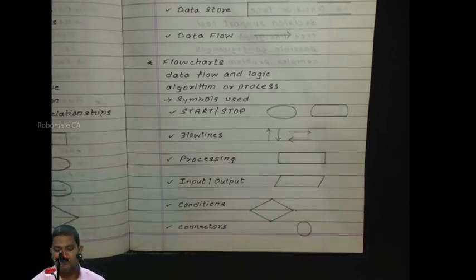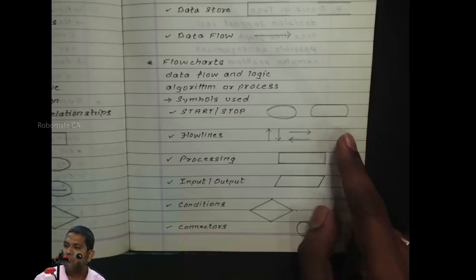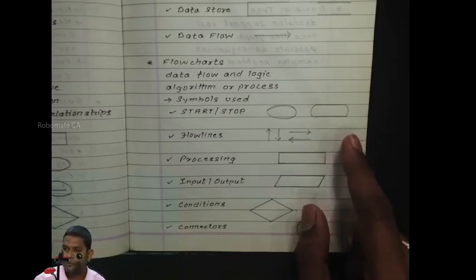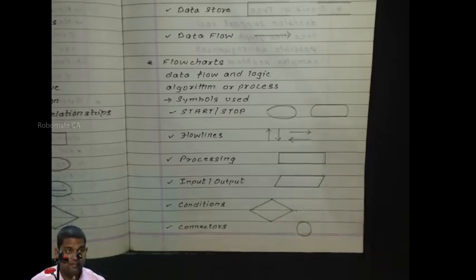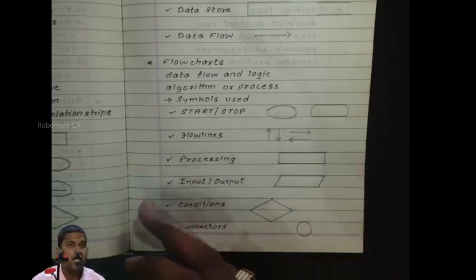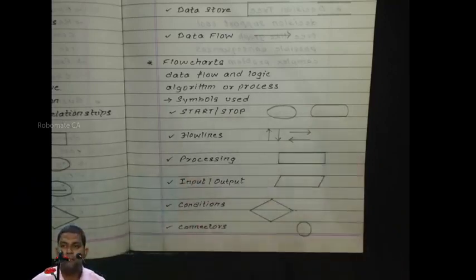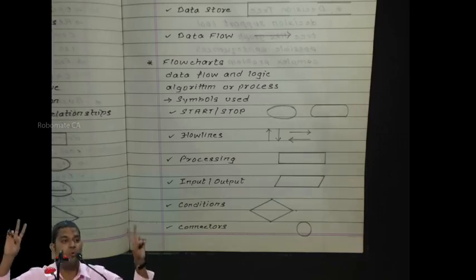There's one more option you can have. You can also use a capsule if you want. But see to it that if you are using a capsule for start, you should be using a capsule for stop. It should not change. Oval shape for start and capsule for stop, that's not allowed.